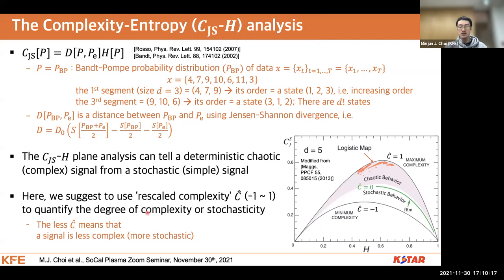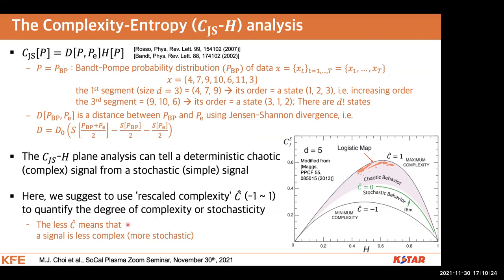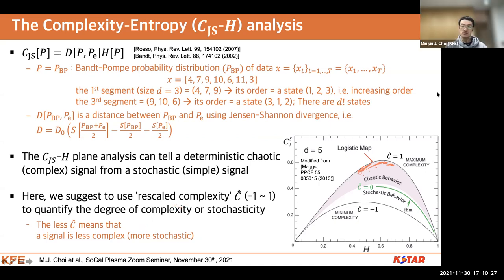And the stochastic here means more like random. You can consider it random, like Brownian motion. So this rescaled complexity can be seen as the distance to, or closeness to, the fractional Brownian motion. Zero rescaled complexity means this behavior is very close to Brownian motion, so it's simple in some sense.